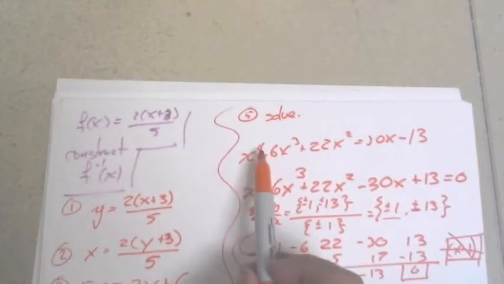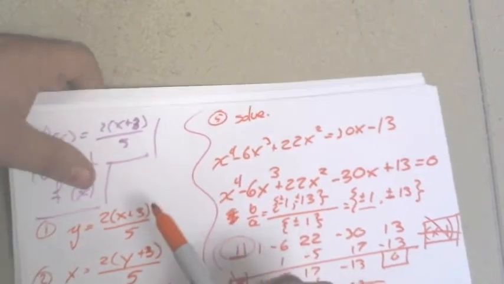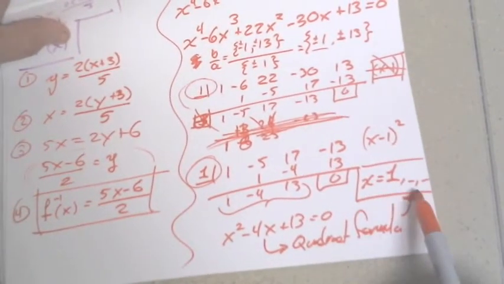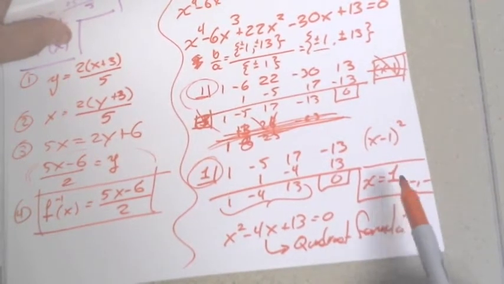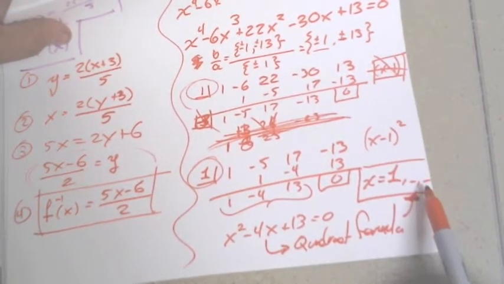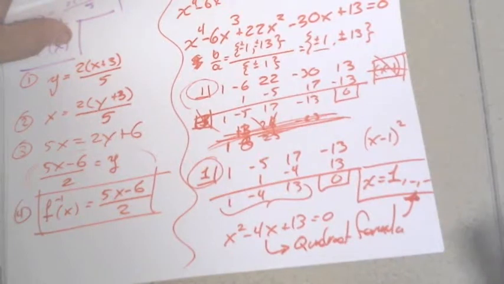Now I did say we have to have 4 answers, and this kind of looks like it'll be 3 answers, but remember this answer has a multiplicity of 2 because it came up twice. So that'll be 1, 2, 3, 4 answers, just like they're supposed to be.